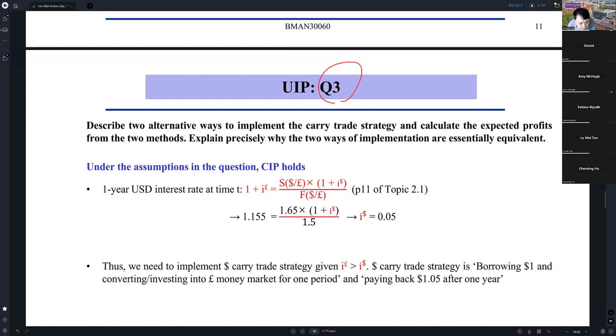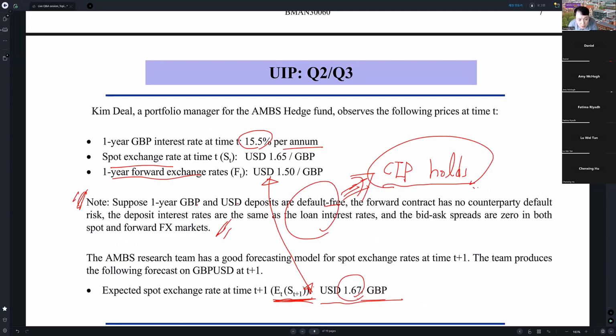In order to answer these questions, you need to first compare the interest rate for pound versus the interest rate for dollar. Only the interest rate for pound is given. However, given these assumptions, we know CIP holds. Now, the CIP formula, we talked about this one. If I give you the forward rate, spot rate, and one interest rate, you should be able to get the other interest rate, right?